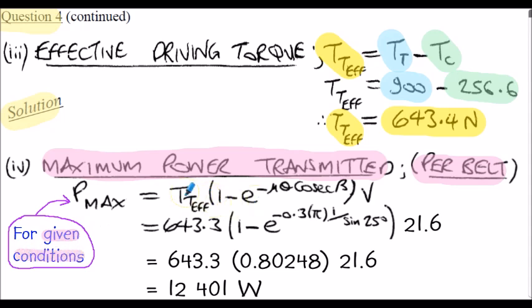So inserting the values for the mu, the theta in radians, and the value of beta. Note that cosec beta is 1 upon sine beta, sine of 25 degrees in this case, and that's multiplied by the linear velocity calculated on the previous slide. So evaluating the maximum power transmitted by one belt for the given conditions is about 12.4 kilowatts.